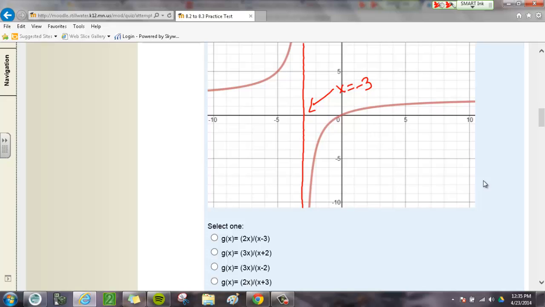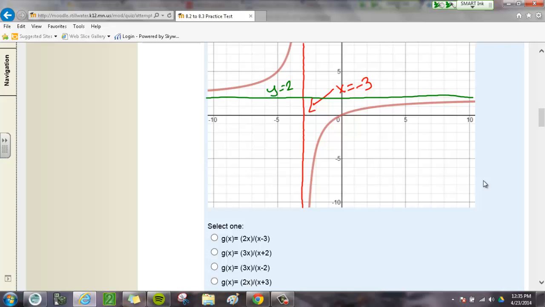Okay, and then let's find a horizontal asymptote. I've got a horizontal asymptote somewhere around here, and that looks like it's the equation y equals 2. So let's see if we can use this to figure out which equation down here it is. Well, the vertical asymptote is x equals negative 3.